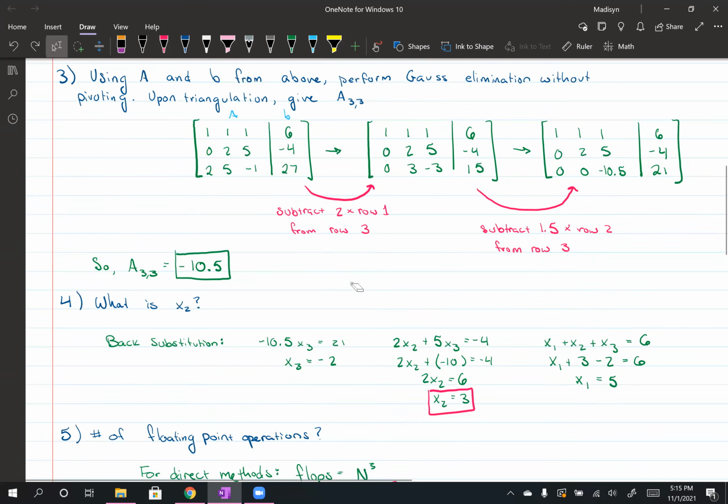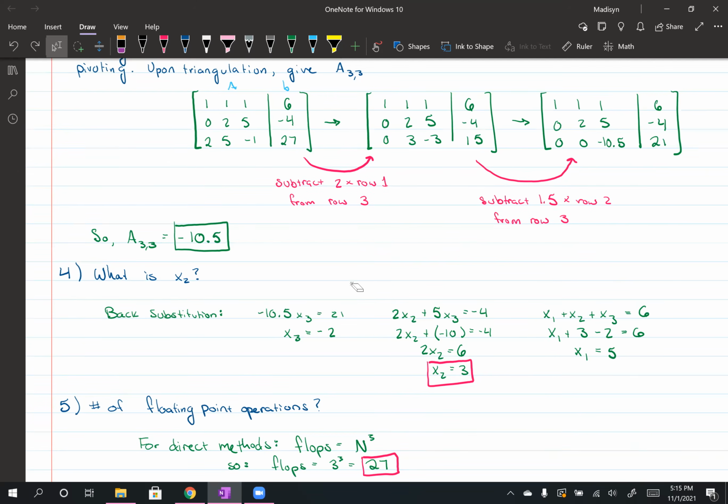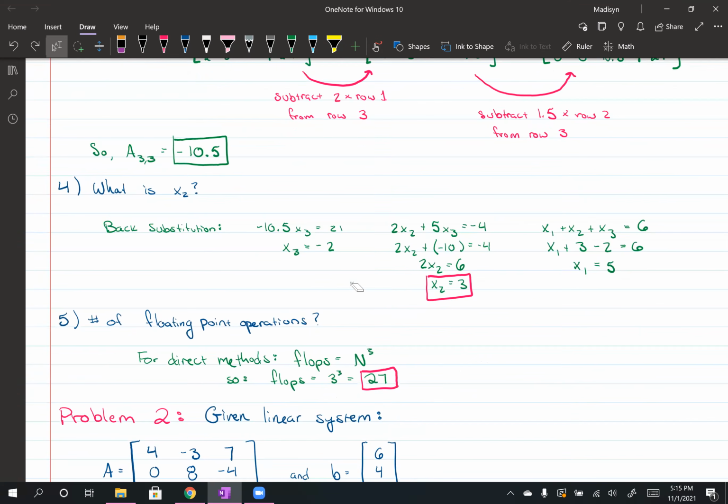And that you don't actually have to do Gauss elimination, like the full steps. You will have to, like question 4, obviously. With Gauss elimination, you're using it to upper triangulate your matrix, but then you have to back substitute to solve for your vector x. So question 4 here is asking for the x2 component for your solution. So the easiest way to do that is to plug it in and back substitute.